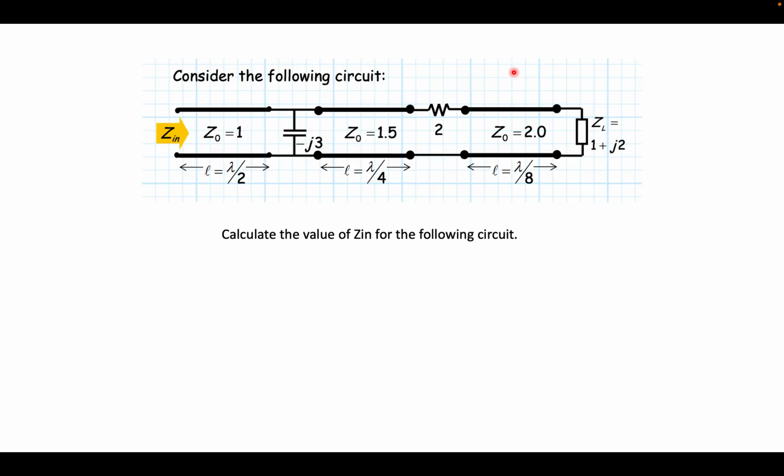So I want you to calculate the input impedance for this transmission line. Again, one hint: you can break this question into three parts. First you solve the right side, then you come to the middle, and then you come to the left side. I think this was more than enough hint, so please try to solve.